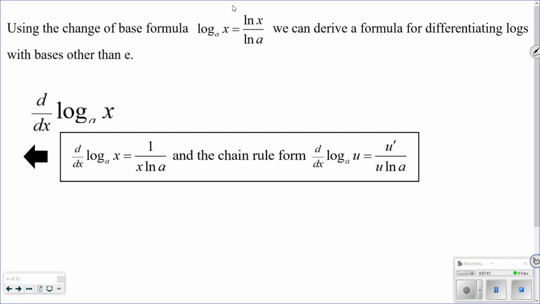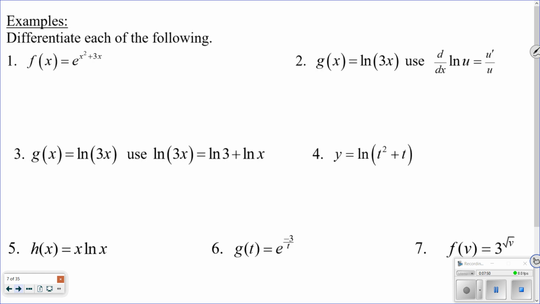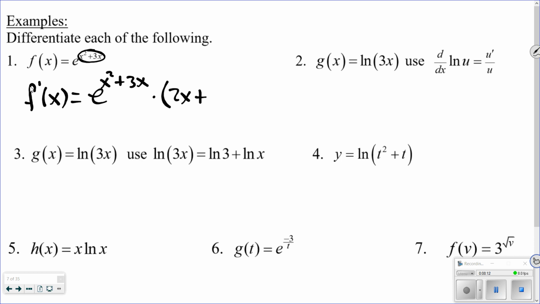So let's look at some examples where we apply these. We're going to start with the first one, number 1: f of x equals e to the x squared plus 3x. So f prime of x is equal to e to the x squared plus 3x. That part stays the same. You have to multiply it by the derivative of the inside. This is chain rule. Well, the inside is the power. So the derivative of the power is 2x plus 3. We're done.